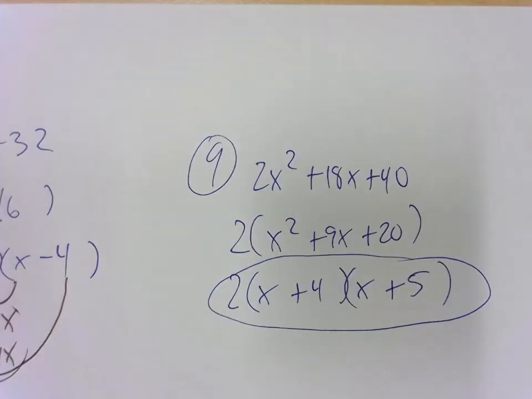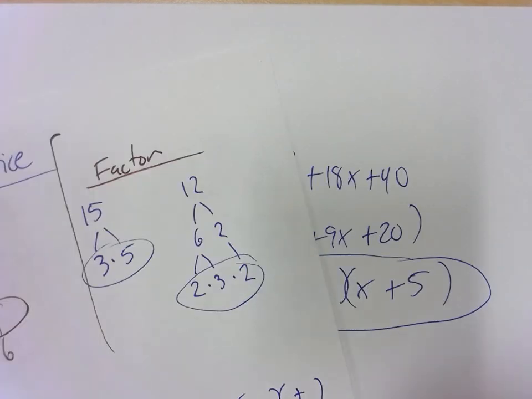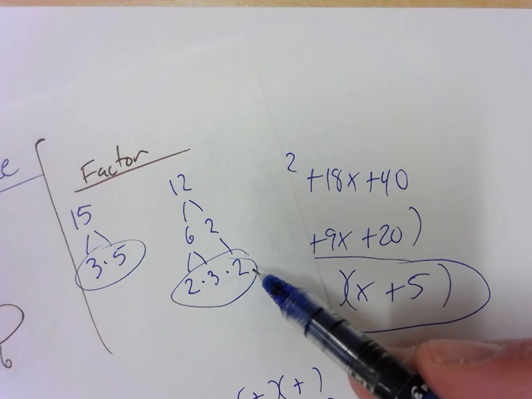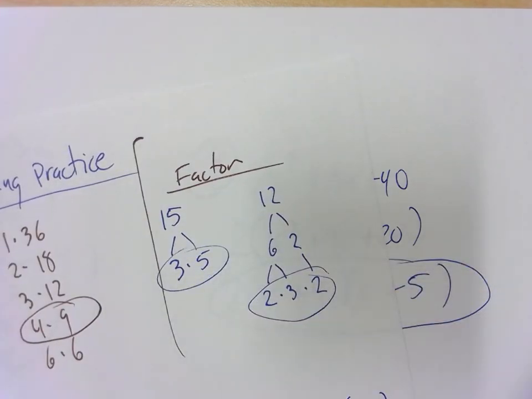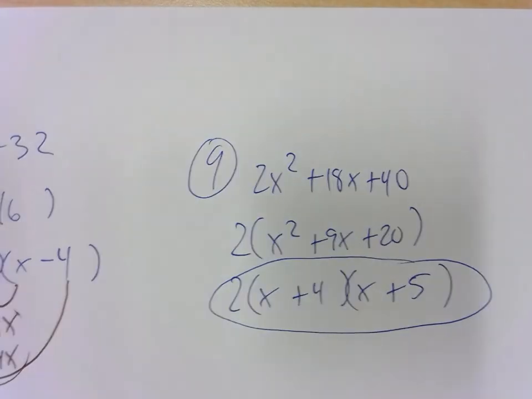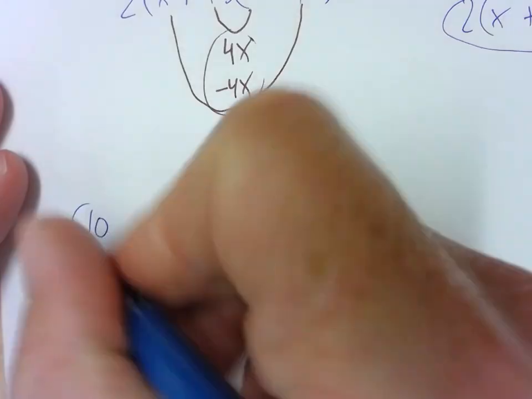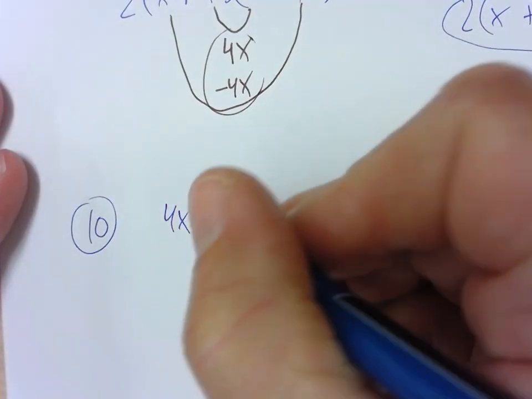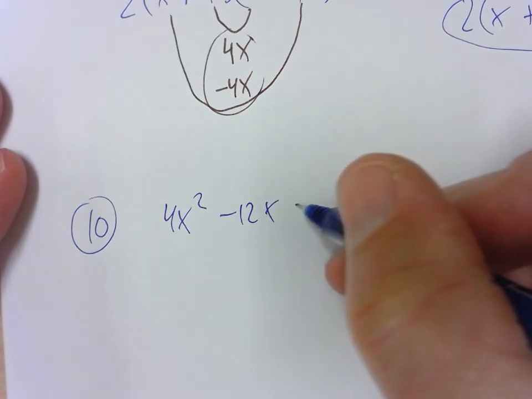All right, answer. So I guess this would be like this first one I showed you. I took 12 and I broke it down into 3 parts. 15 I broke into 2 parts. So it just kind of depends upon the quadratic, right? Okay, number 10, I kind of previewed this one. 4x squared minus 12x minus 7.